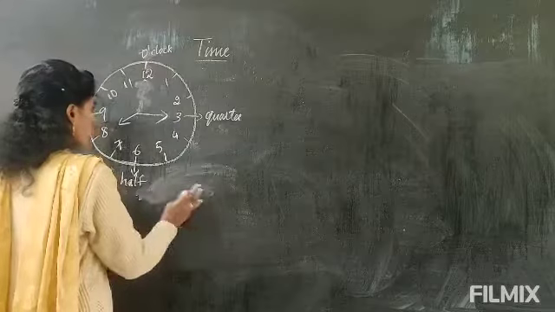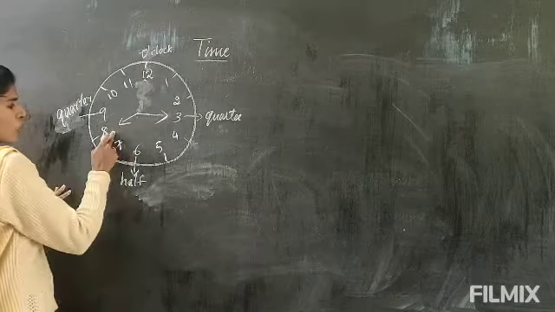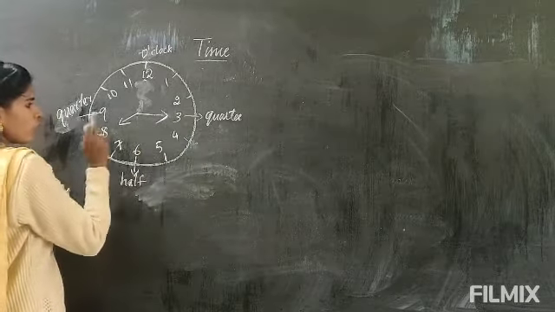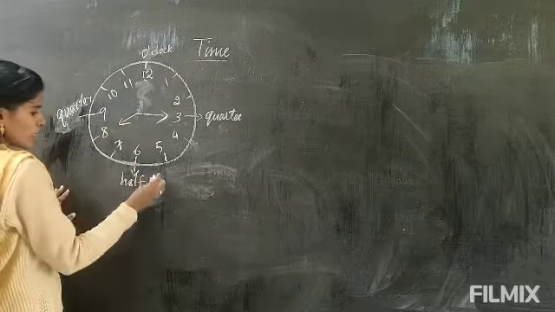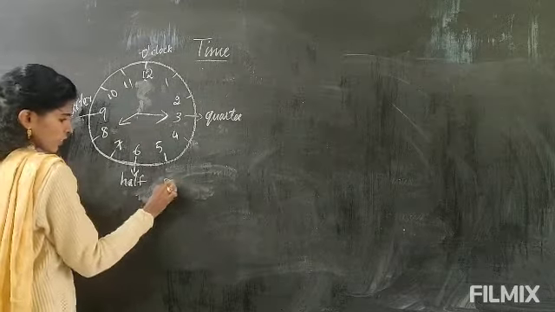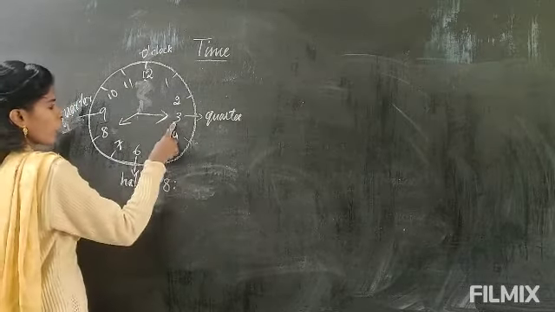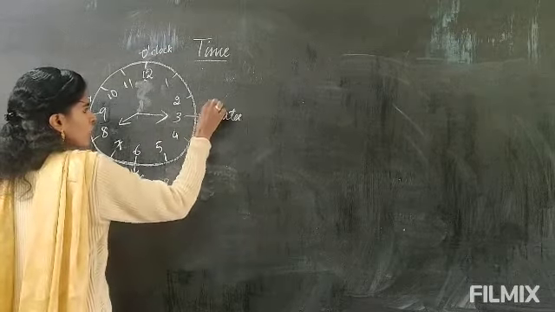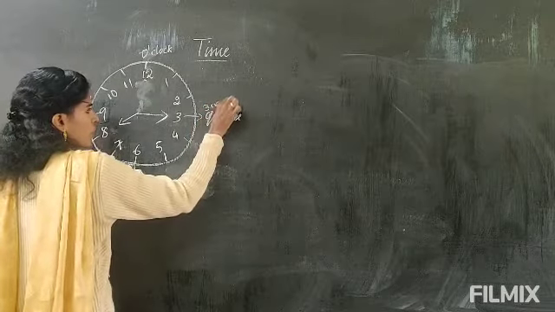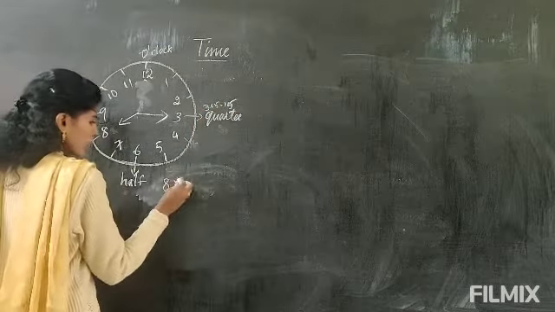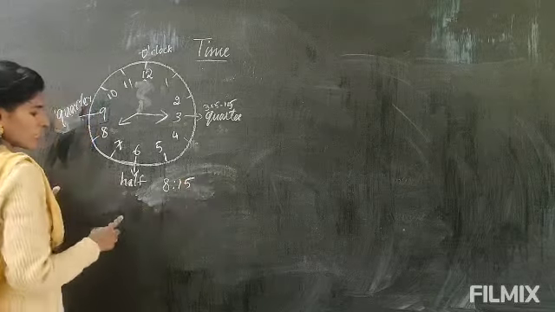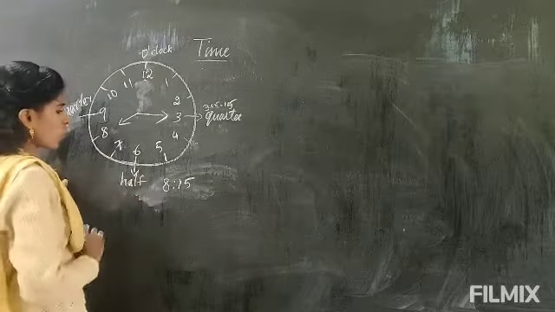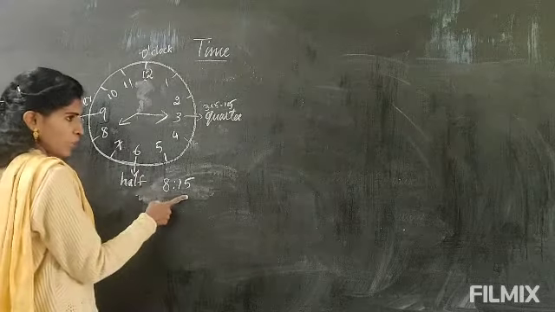Now suppose the hour hand is in 8 and the minute hand is in 3. How will we write the time now? The hour is 8, so you can write 8. And minutes you have to find. This is 3, so 3 into 5, how many? 15 minutes. So you can write 8:15. This is one way of writing. When you write, you have to write it in both ways. The exact hour and exact minute you are writing.